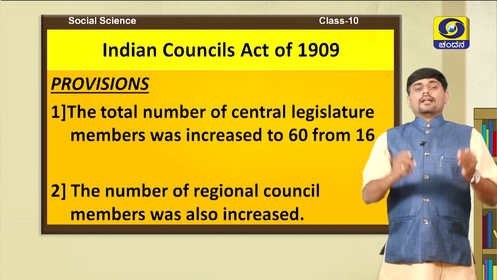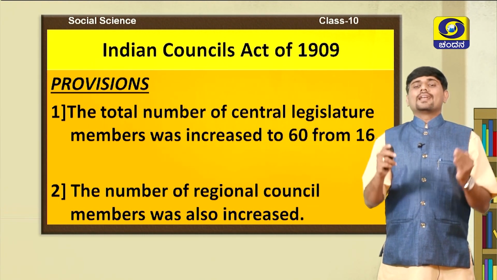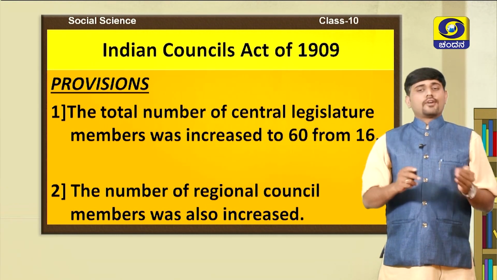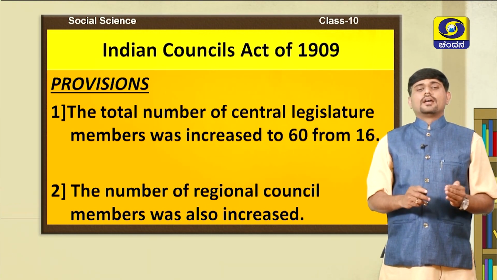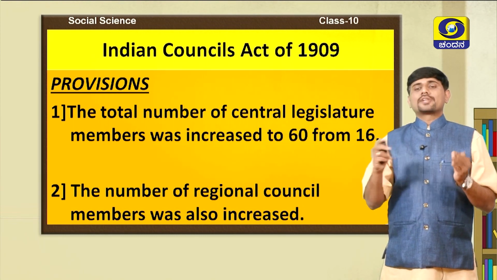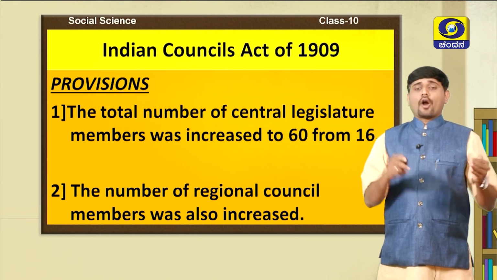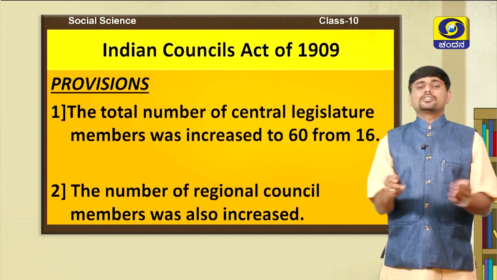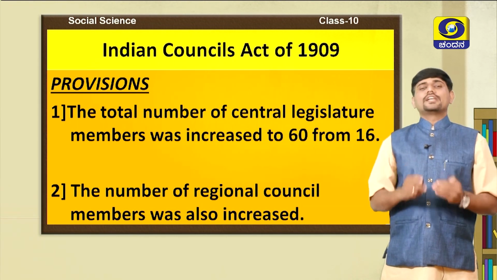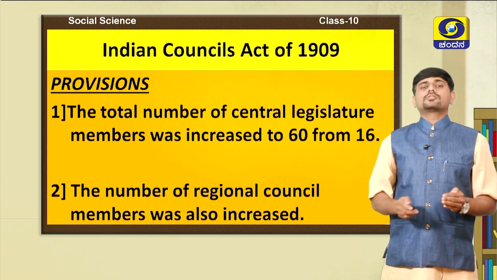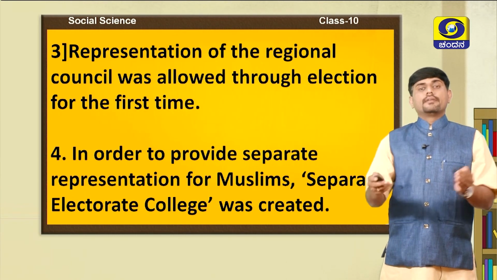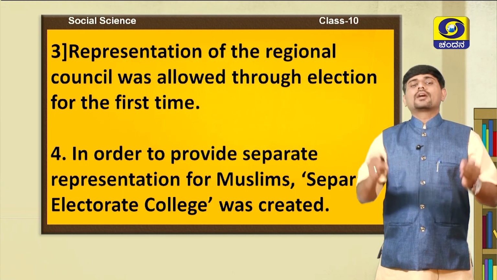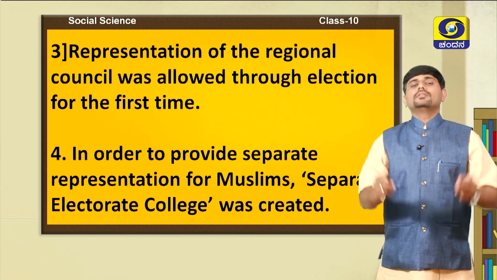Under this act, the total number of central legislature members was increased from 16 to 60. First, in the central legislature, the strength was only 16. But according to this act, it was increased to 60. Followed by that, the number of regional council members was also increased. In the regional councils also, there were fewer members, and they were also increased. And the third one, representation in the regional council was allowed through election for the first time.